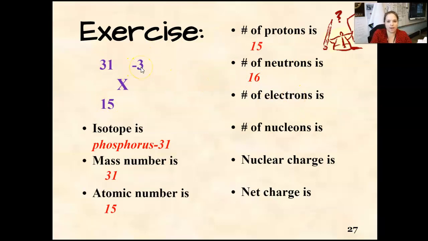Electrons: it has a negative 3, which means it has 3 more negatives than positives. So I'm going to add 3 onto 15, giving me 18 electrons. It is more negative. There are 3 more negatives than there are positives. In the nucleus, how many nucleons are there? There should be 31. What is my nuclear charge? It is 15. Remember, the nuclear charge doesn't change. It stays the same. It is the net charge that we're looking at, and that net charge is negative 3.